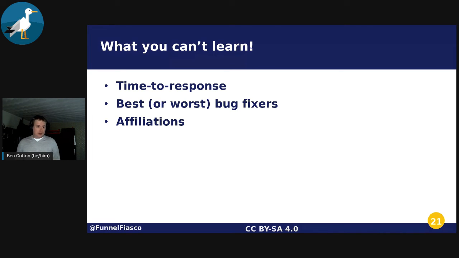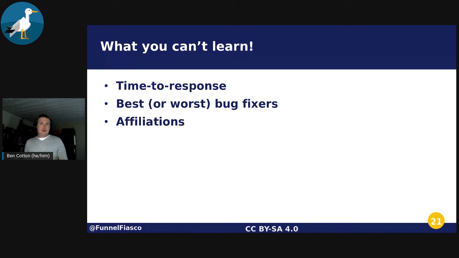There are also things you can't learn. You can't learn how quickly you respond to bugs unless you manually set that, because you really don't have a good way at scale to tell if the first comment is somebody following up on the thing they just posted, or somebody else saying, yep, me too, or somebody from your project actually responding. It's a really useful thing to know, but you can't really get it unless you do a lot of manual work. You just want to avoid doing anything that involves people.